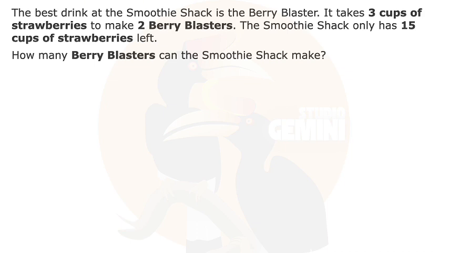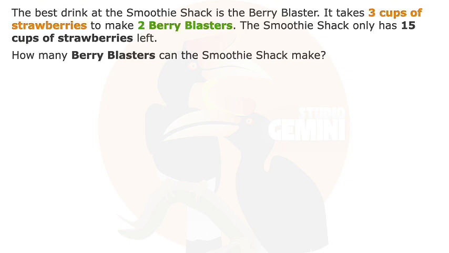The best drink at the Smoothie Shack is the Berry Blaster. It takes 3 cups of strawberries to make 2 Berry Blasters. The Smoothie Shack only has 15 cups of strawberries left. How many Berry Blasters can the Smoothie Shack make? It takes 3 cups of strawberries to make 2 Berry Blasters.